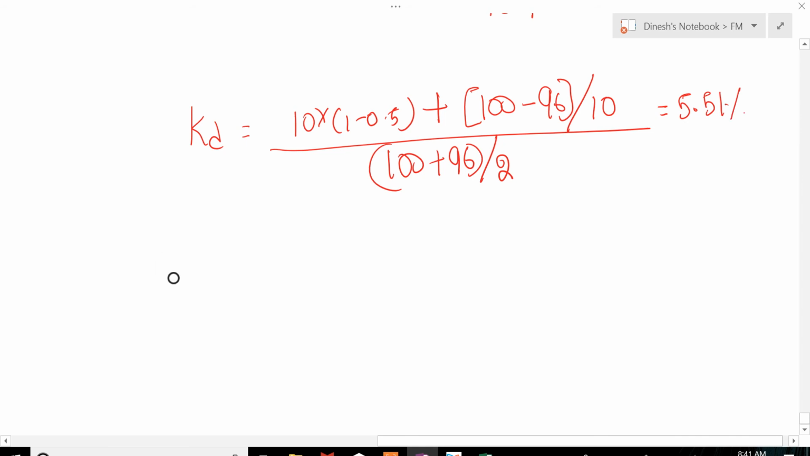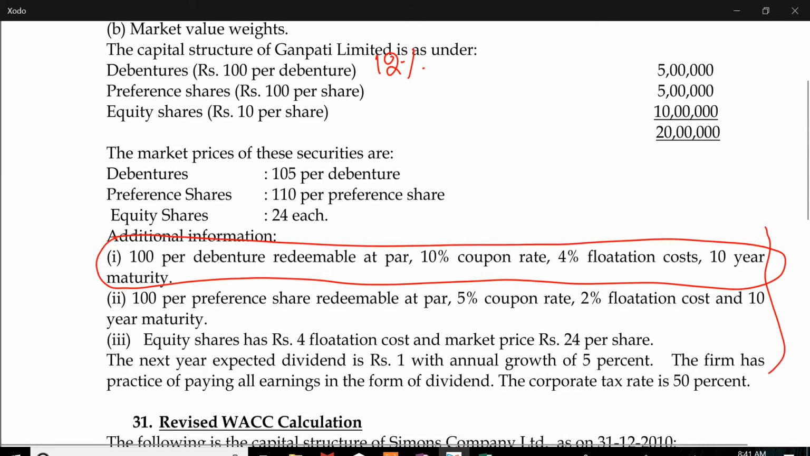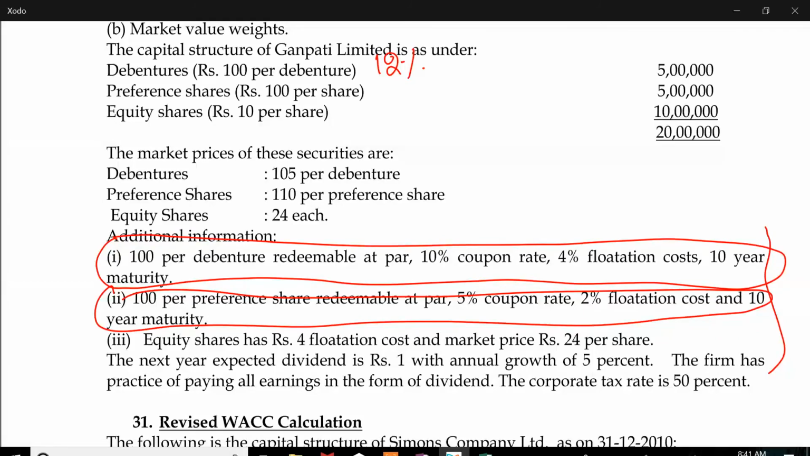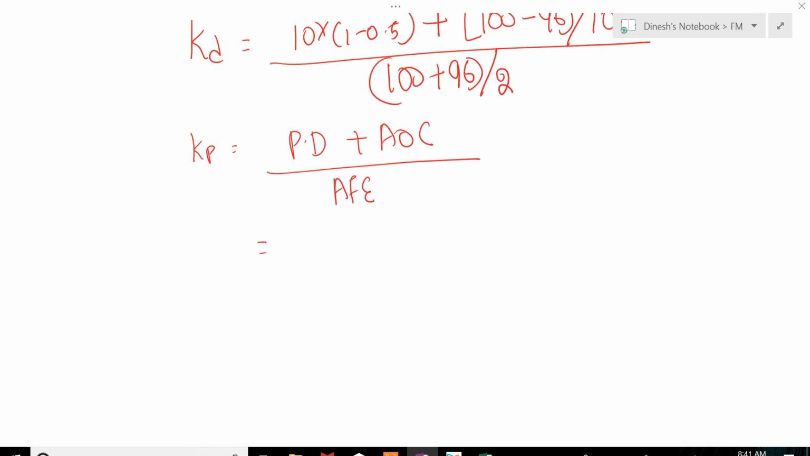Then what is the next form of capital? Preference. When it comes to preference, again they have given some information. 100 preference share redeemable at par, 5% coupon rate, 10-year maturity. It became a redeemable preference share because there is a 10-year maturity. Write the formula. KP equal to preference dividend plus average other cost divided by average funds employed.